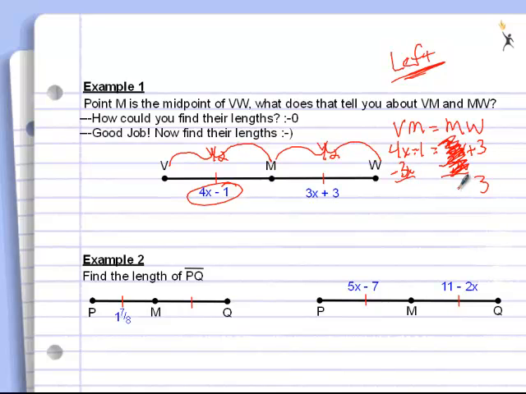I can drop everything else down that I didn't use, like the 3 equals -1. And now I simplify. 4x minus 3x. If I have 4 of something and I take away 3 of that something, how many somethings do I have left? I only have 1.